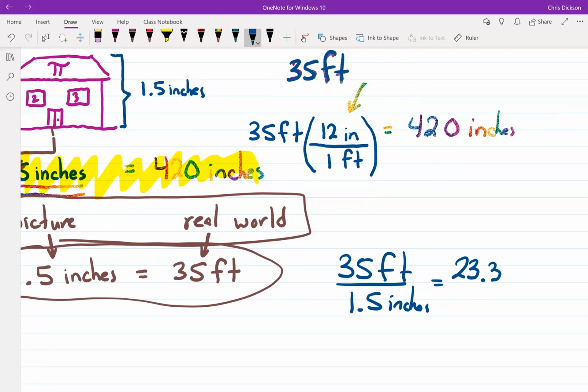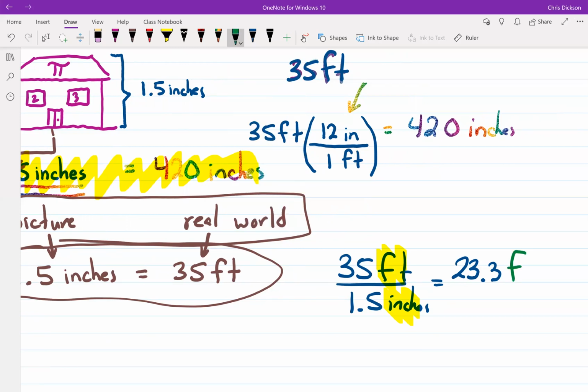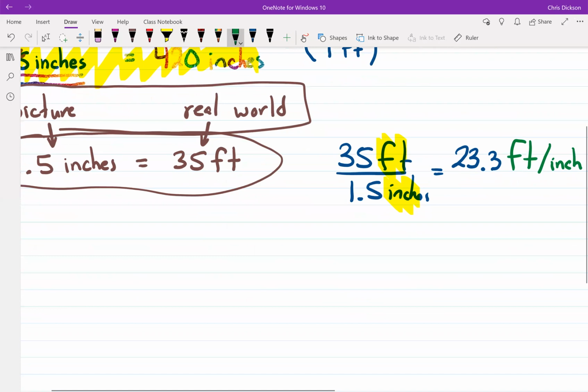Well, what's really important here is, if you notice how the units are written, we have feet over inches. So we just continue that term. We would say 23.3 feet per inch. What that means is that every inch on your diagram would be the same as 23.3 feet in the real world. So let's do a question where we tell you the scale factor and see if you can determine how big something is.